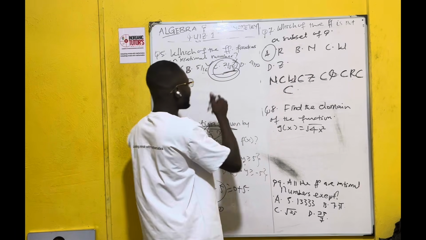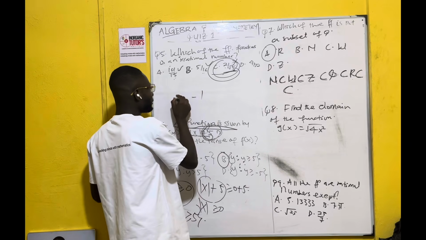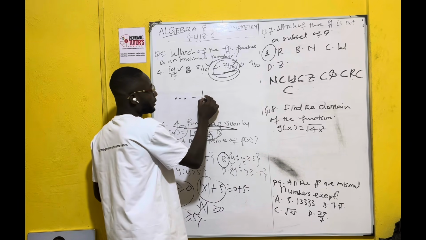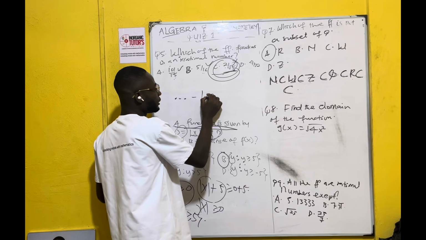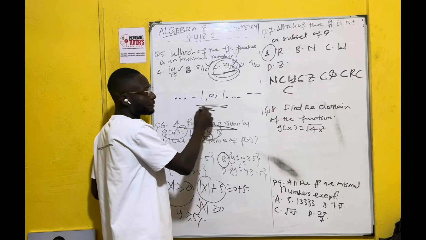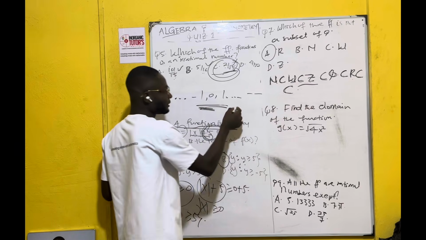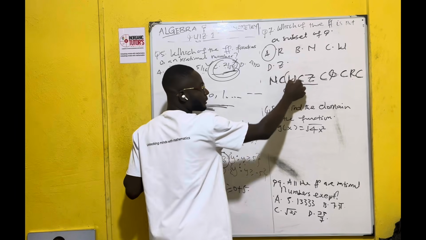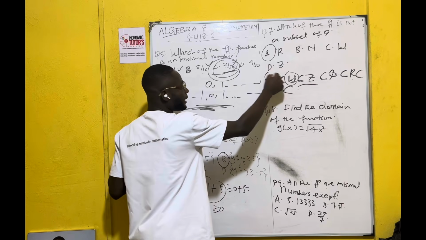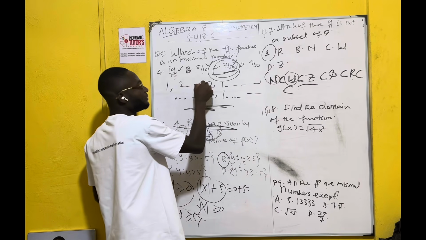Remember, these are whole numbers. -1 from this section up to 0, 1 to infinity. These are natural numbers, integers, right? These are integers. And this is what? Whole numbers start from 0, 1 to infinity. And natural numbers start from 1 to infinity.